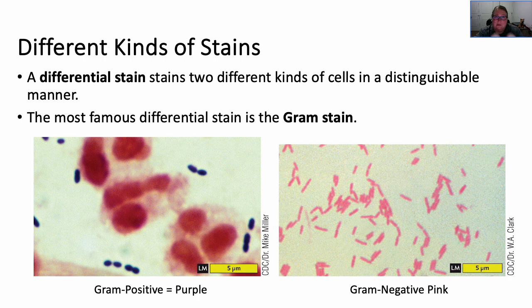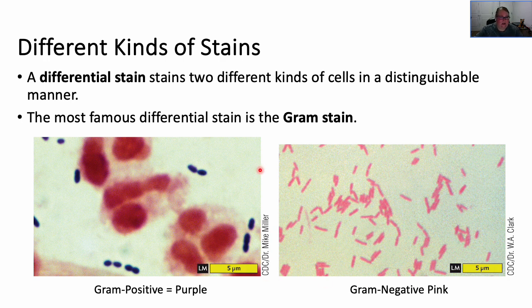Okay, and this is important. We use this stain all the time. In fact, you guys are going to be masters of using this stain in the lab by the time we're done with the semester. Okay, and the most famous differential stain is the Gram stain. This is actually named after a guy named Gram. So the Gram stain is important because it allows us to distinguish between what we call gram-positive cells and gram-negative cells. These are both bacteria cells, by the way.